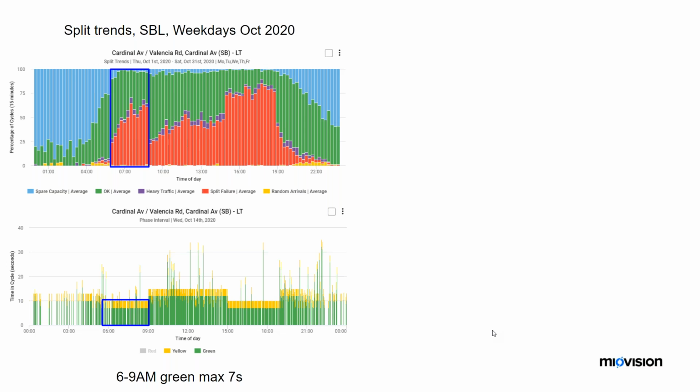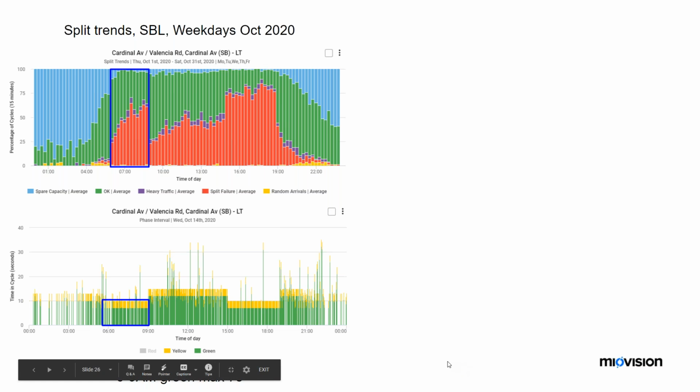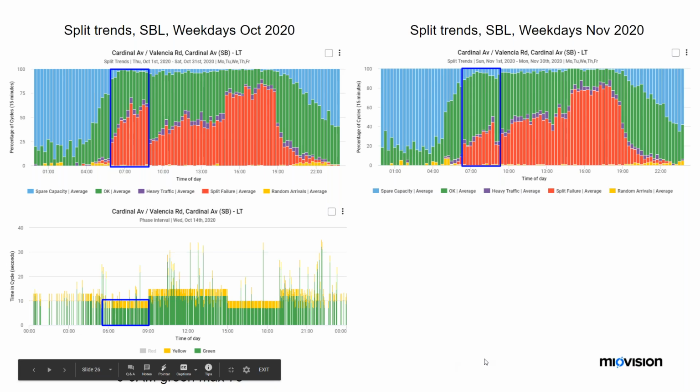So the customer decided they would make a small change and monitor it and see what happened. So the next month, we came back and checked the same chart just for November this time, and you can see there's already a dramatic change in that time of day. From about 6 to 9, we have a significant reduction in split failure for that movement.